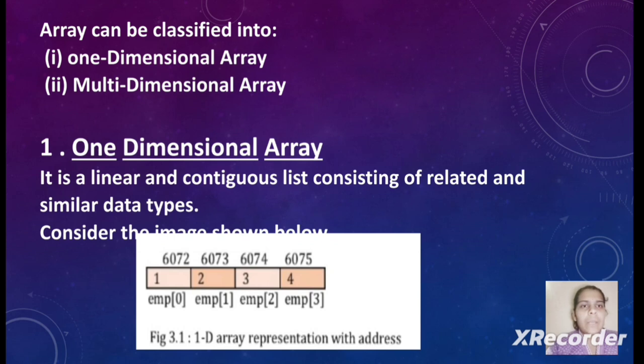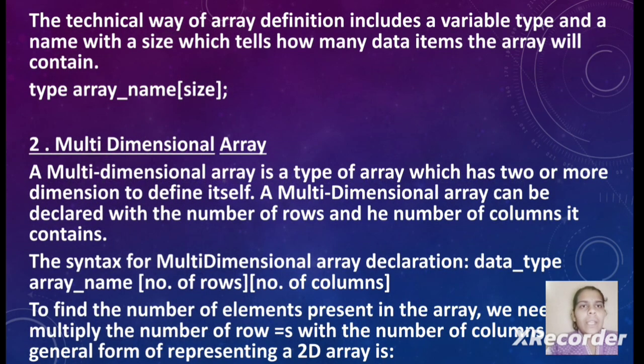First, the one-dimensional array. It is a linear and contiguous list consisting of related and similar data types. Consider the image shown below. It is the 1D array representation with addresses. The technical way of array definition includes a variable type and a name with a size, which tells how many data items the array will contain. The syntax of array declaration: type array_name[size].